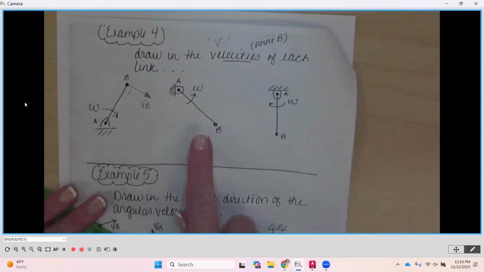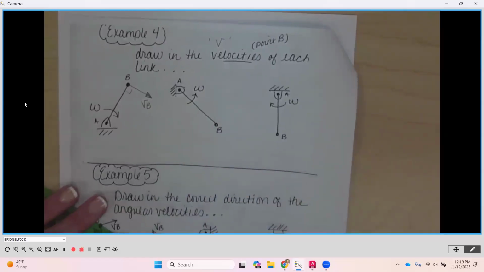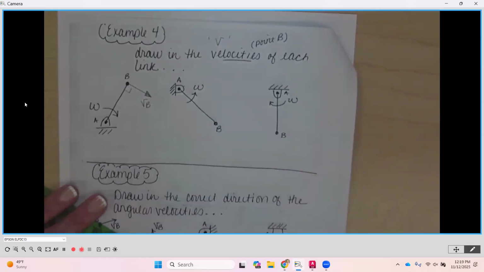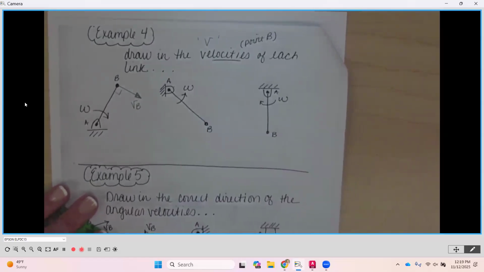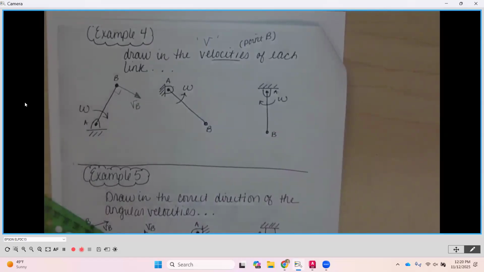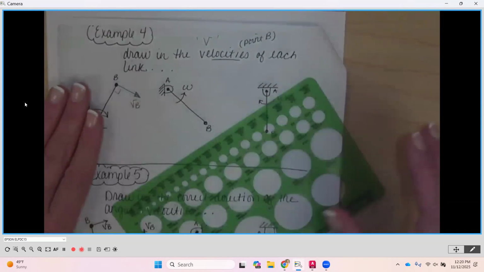So what you want to do is add the VB for each one of the illustrations here. I'll give you a little bit of time to do that, and then we'll compare in just a second. So add your VBs to the next two. I'm going to add them.